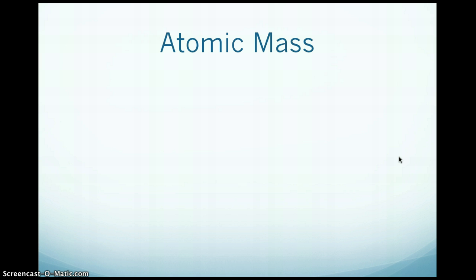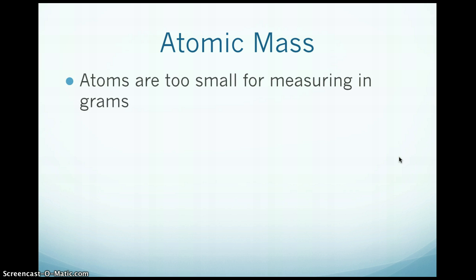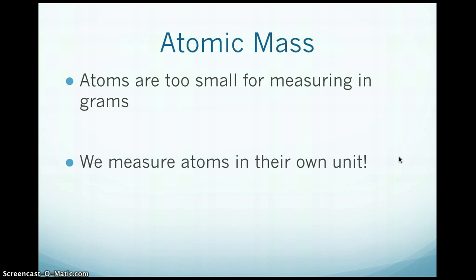And now we're going to learn about atomic mass. So atoms are too small for measuring in grams. They're extremely tiny. So we measure atoms in their own unit. That unit is called an AMU, an atomic mass unit. I'll write down these last 2 bullet points. We measure atoms in their own unit, and AMU equals atomic mass unit.